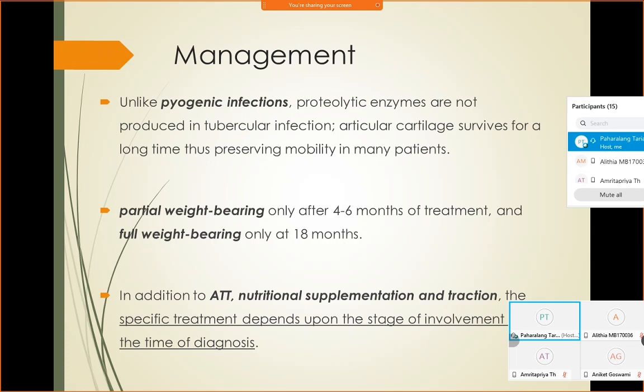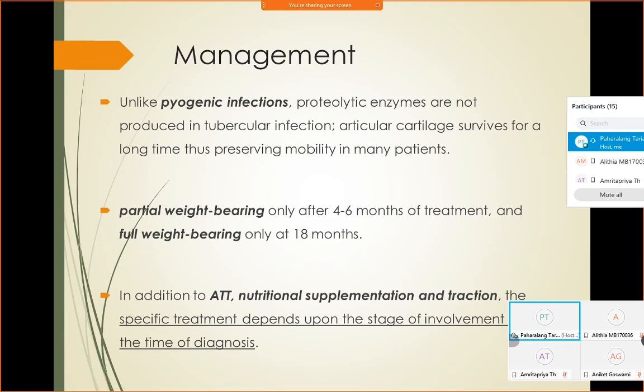Again, after starting traction along with anti-tubercular drugs, at about 4 to 6 months, partial weight bearing is permitted to the patient, and hopefully by 1.5 years, when the patient is done with his treatment of ATT, he is allowed to bear weight gradually. It is also important to remember that you have to improve the nutritional status of the patient. Just simply giving him only anti-tubercular drugs and traction with analgesia will not help. It is important to improve the overall nutrition of the patient also.